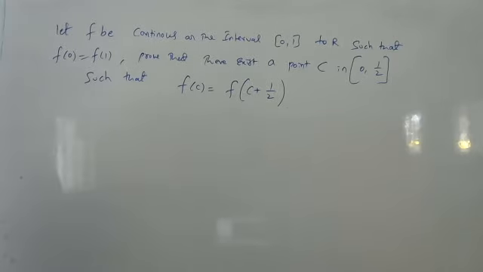So once again I'll explain so you will understand here. Let f be a continuous function on the interval 0 comma 1 to the reals, so that f of 0 is equal to f of 1. Prove that there exists a point c in 0 comma half so that f of c is f of c plus half. That you have to prove.